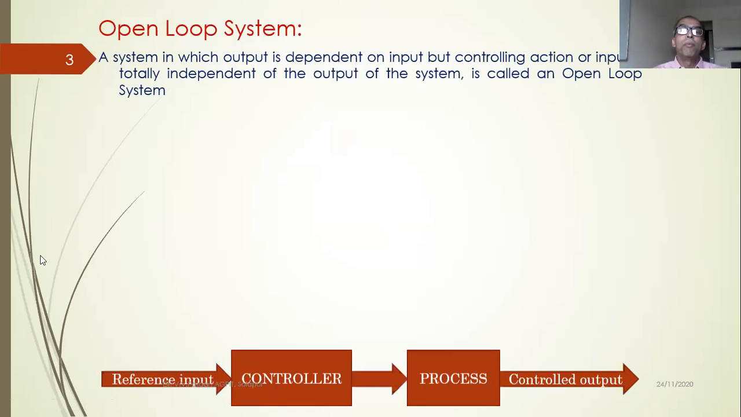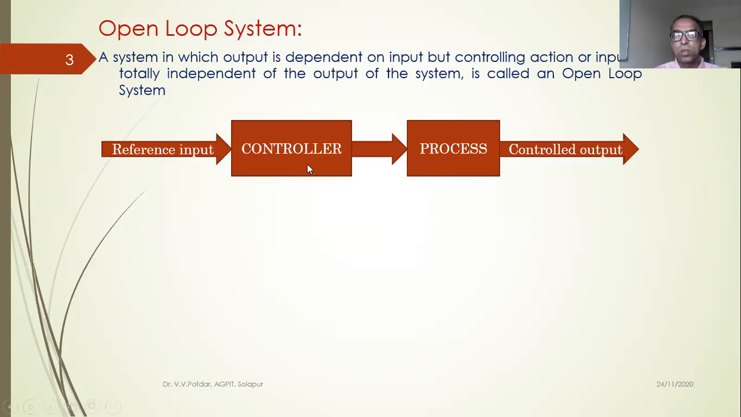So reference input, controller, most of the cases timer, the process that is controlled and the controlled output. Okay, so the feedback is not taken in open loop control system. So it's an open loop. So there is no loop as such. So it's an open loop.